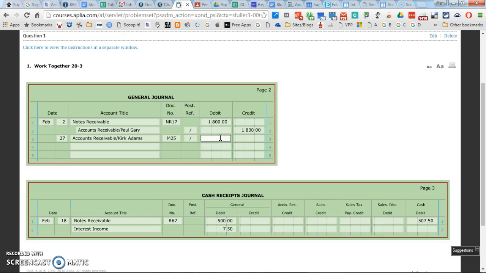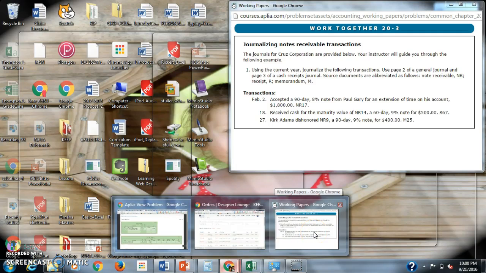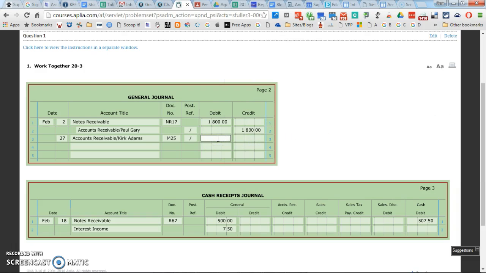Our debit is... Okay, we're going to have to calculate that because it would be the total. So 400 times 9% times 90 divided by 360. And that would get us our interest. And so then we know our interest is $9. So when we add that to our 400, then we know our accounts receivable is $409.